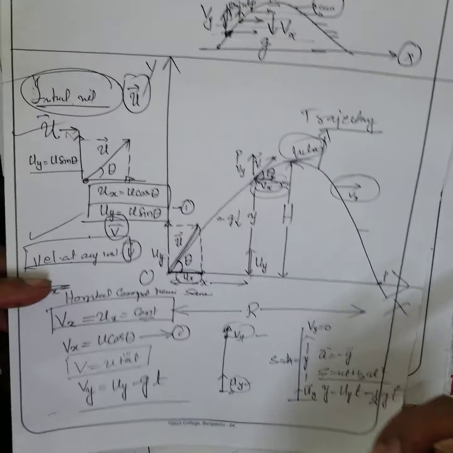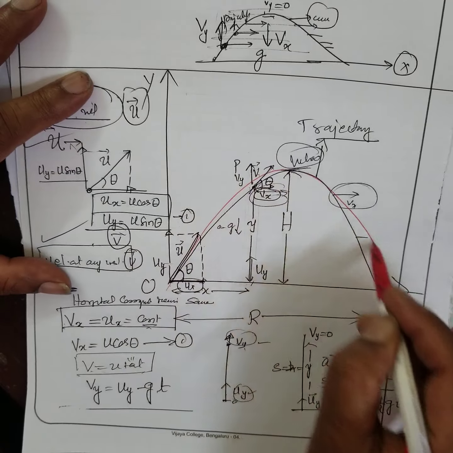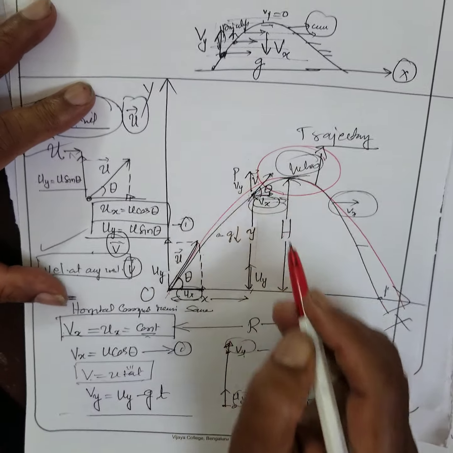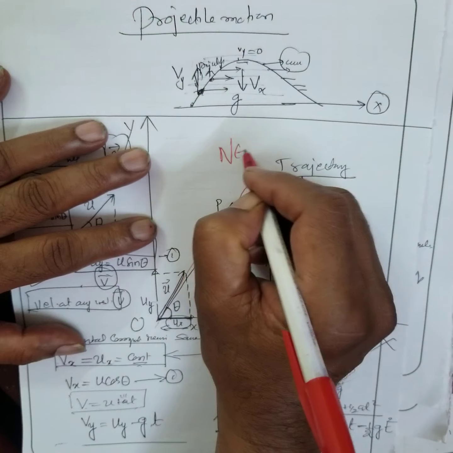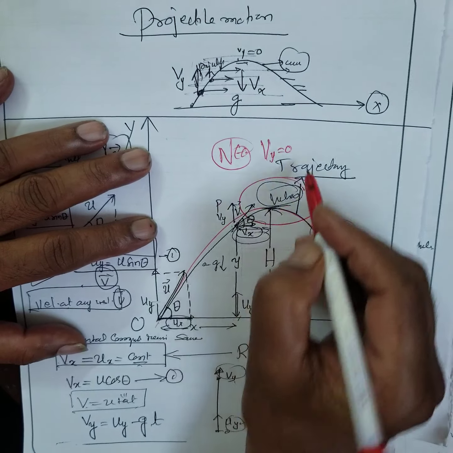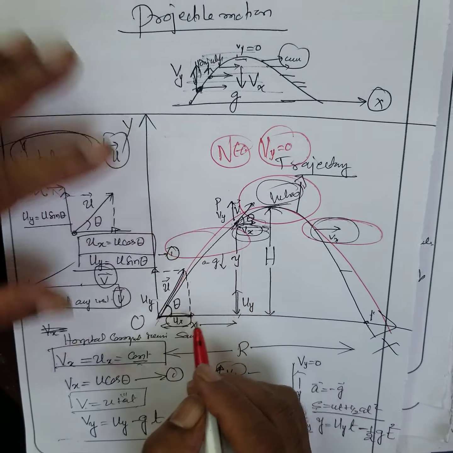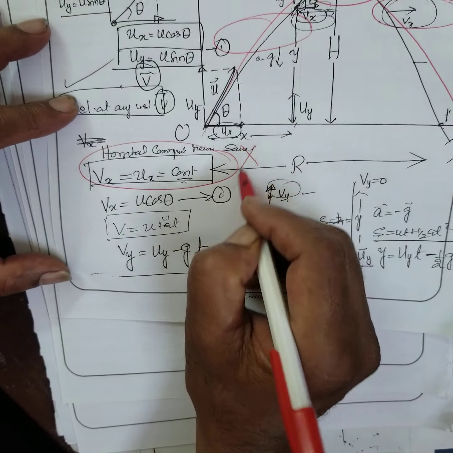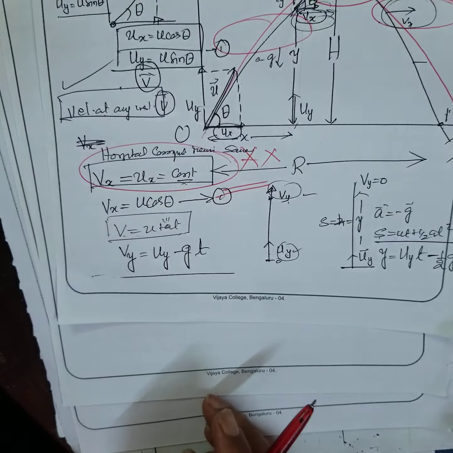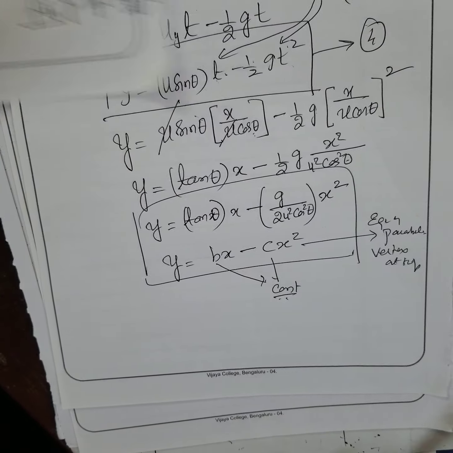Now they may ask you to prove that the path of the projectile is a parabola. And what are the other questions you can expect in NEET? They may ask that the vertical component at the maximum height is 0, remember. The horizontal velocity remains constant always. Sure, they will ask. Good. Now theta is the angle of projection.